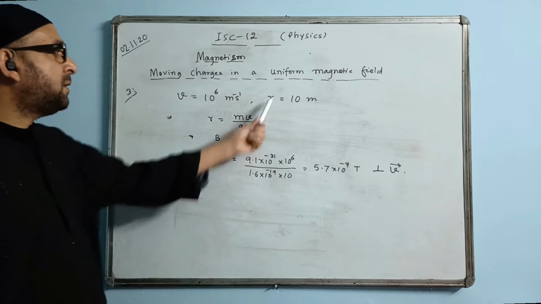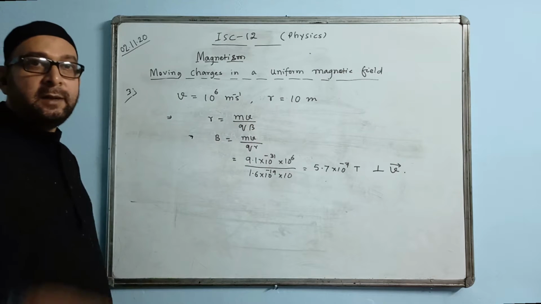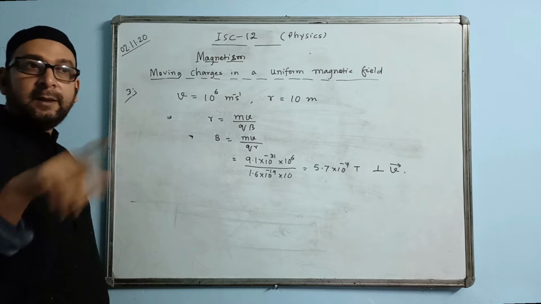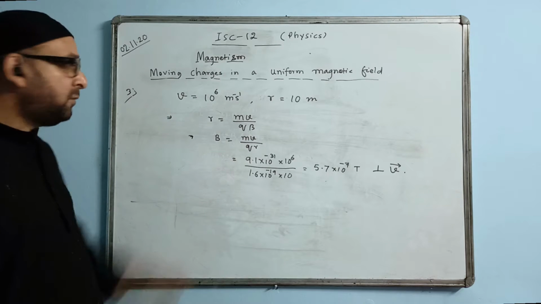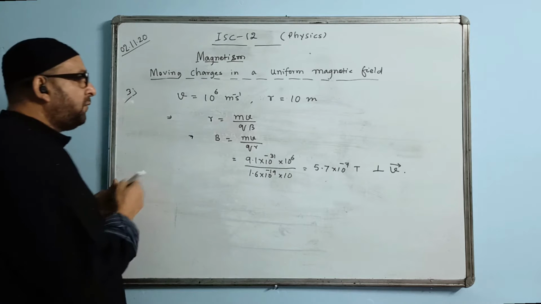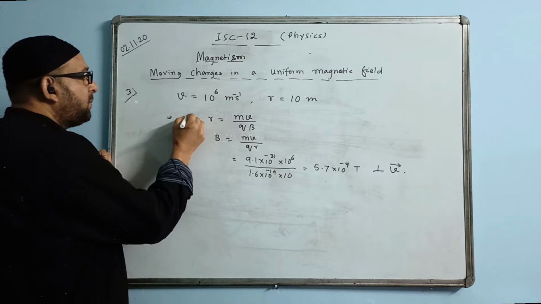How do we know? Because the circular radius is given as 10 meters. A circular path will happen only when the angle is 90 degrees, when the field is perpendicular to velocity. So this is the answer of the first part. First part answer we got.